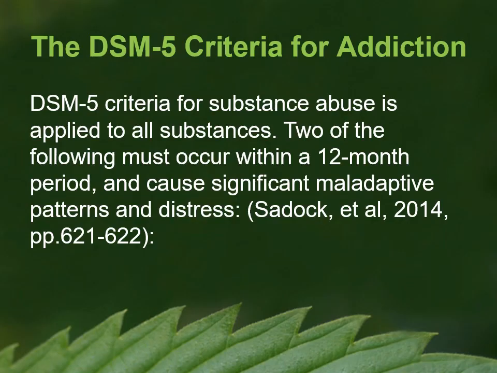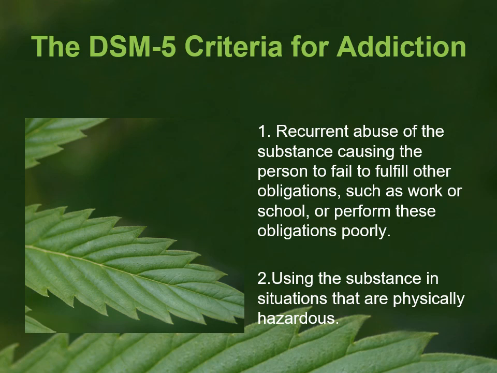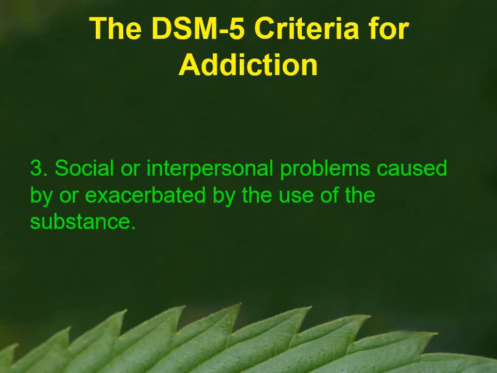The DSM-5 criteria for substance abuse is applied to all substances. Two of the following must occur within a 12-month period and cause significant maladaptive patterns and distress. One is the recurrent abuse of the substance causing the person to fail to fulfill other obligations such as work or school, or perform these obligations poorly. Secondly, using the substance in situations that are physically hazardous. Another criteria is social or interpersonal problems caused by or exacerbated by the use of the substance.